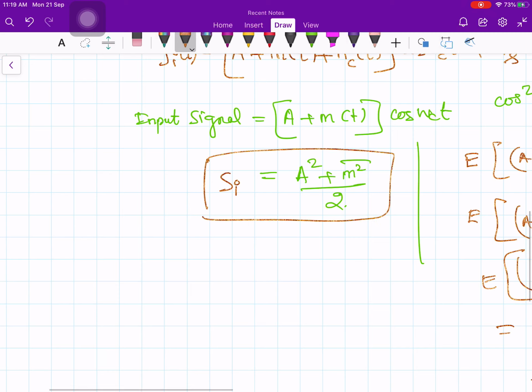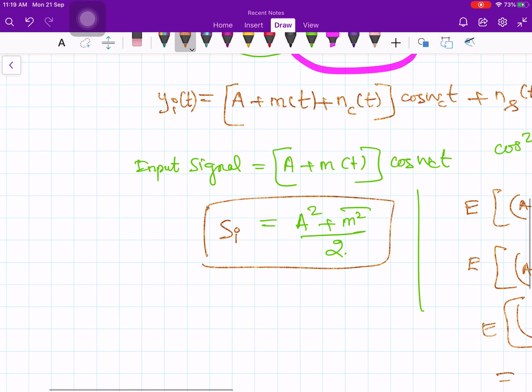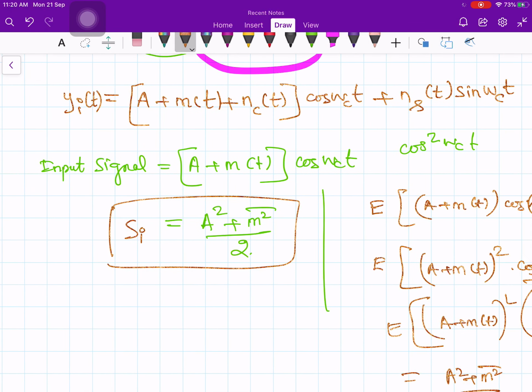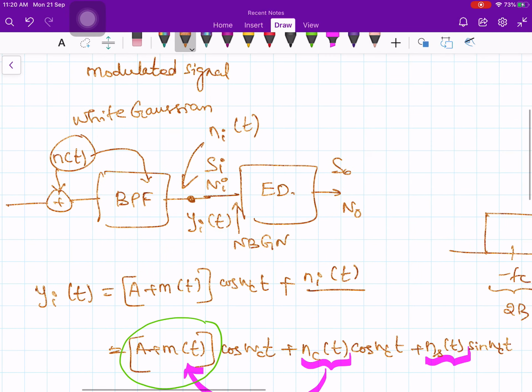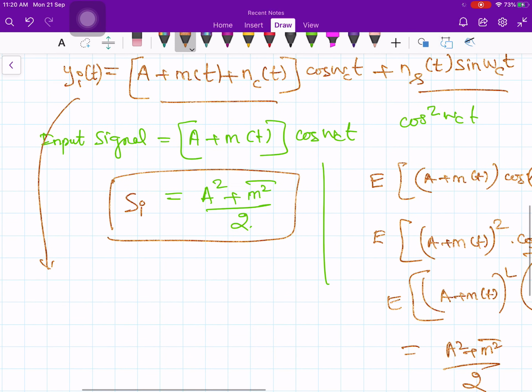Then my yi of t, I have in phase component and quadrature phase component. So this I can write in terms of envelope and phase. Why do I need to write it like that? Because I am going to give this signal to the envelope detector, so I need to know what the envelope is. So let me write that down mathematically. So yi of t is equal to envelope, let me say ei of t, times cos of omega ct plus theta of t.